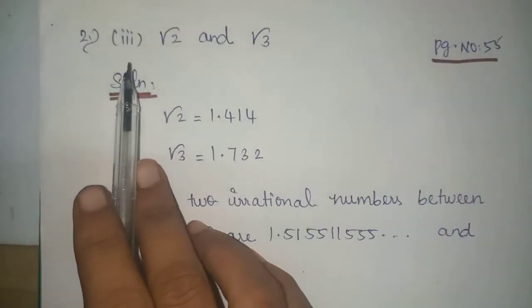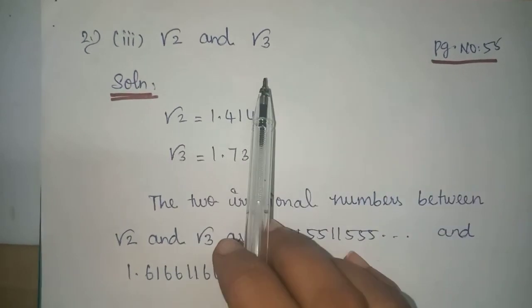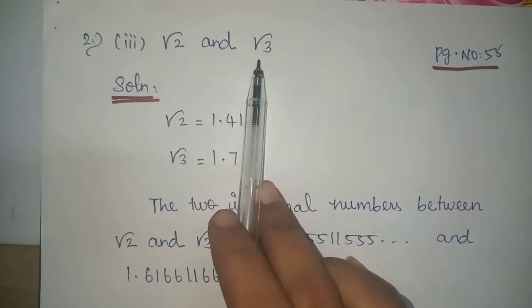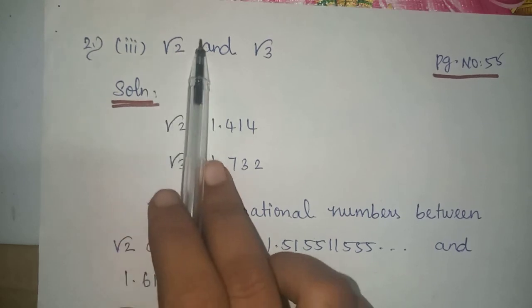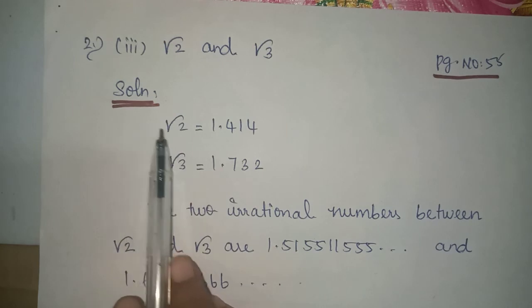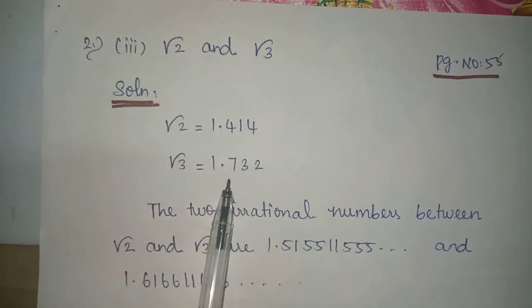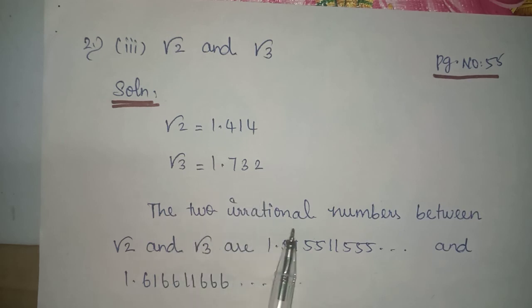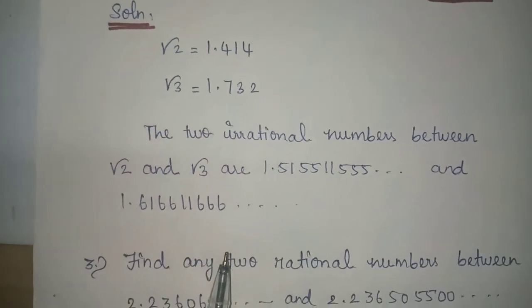Problem number 2, third subdivision, root 2 and root 3, page number 55. Already we know how to find the value of root 3, so you just try the value of root 2, how to find the square root. Solution: root 2 is nothing but 1.414 and root 3 is 1.732. So two irrational numbers between root 2 and root 3 are 1.51 55 11 555 etc. and 1.61 66 11 666 etc.